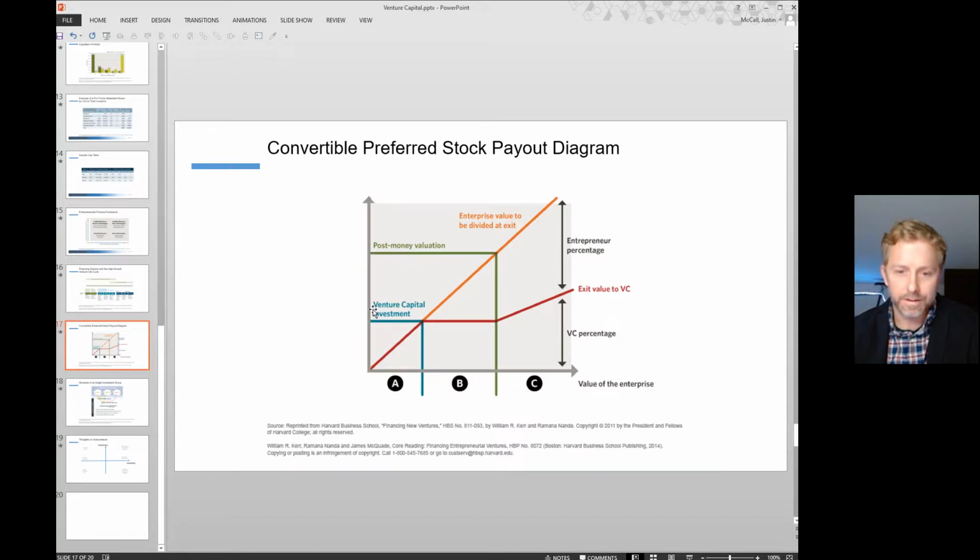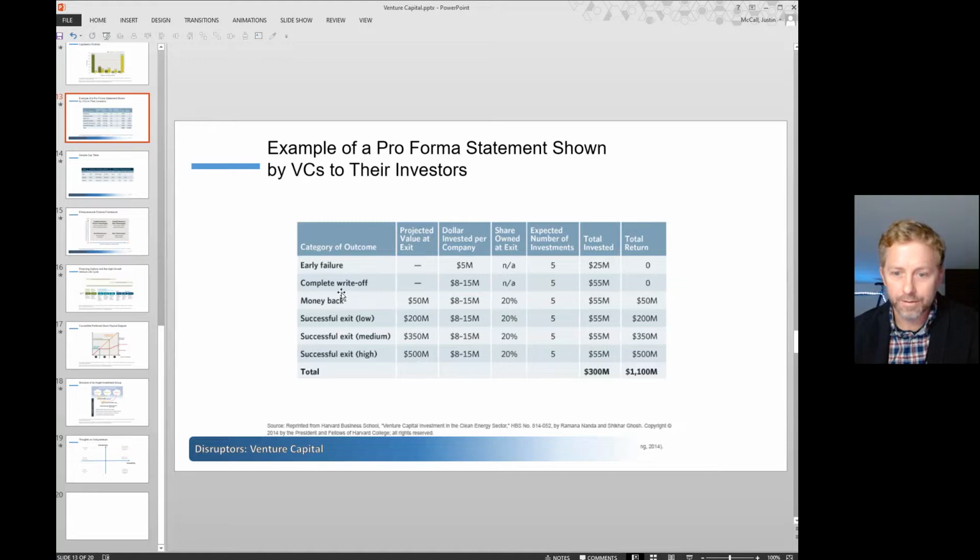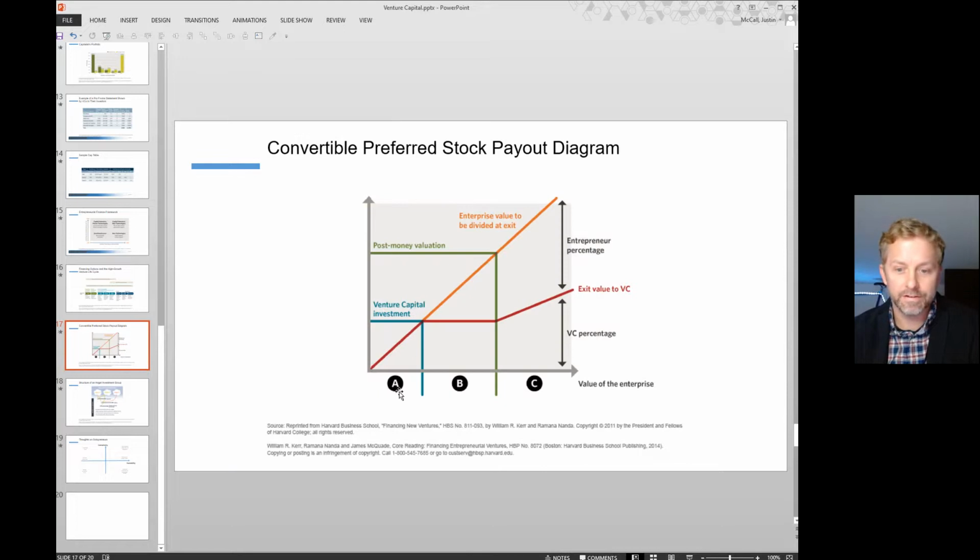So your exit value to the VC. If the VC invests capital today, there's a break-even point, and we saw that earlier up here, right? So money back, their money back portion of how much capital they have to be able to get back, and everything before that point in this Series A is a loss to the VC.